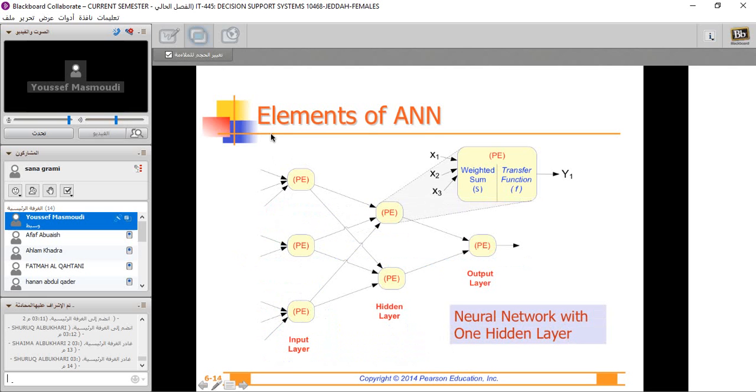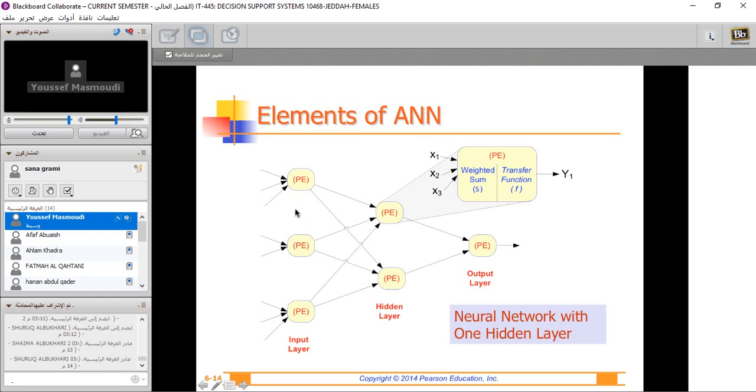So here I have an example of a neural network with one hidden layer. Here you have the first layer, which is the input layer. Here you have the output layer, the result after all computation. And here in the middle, you have the hidden layer that you cannot see. And that's why we call the artificial neural network a black box.